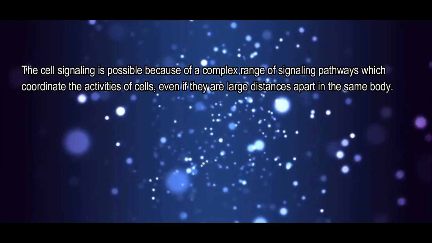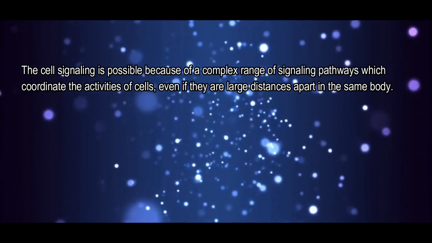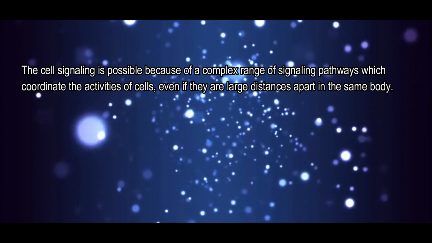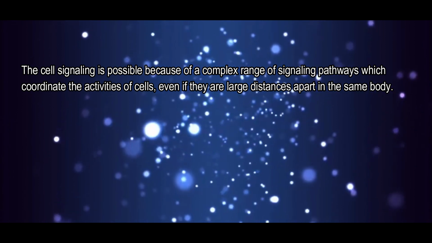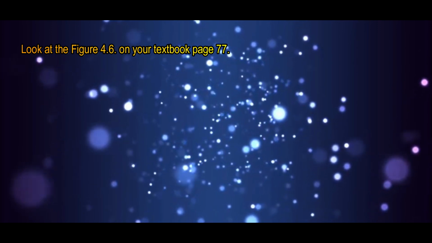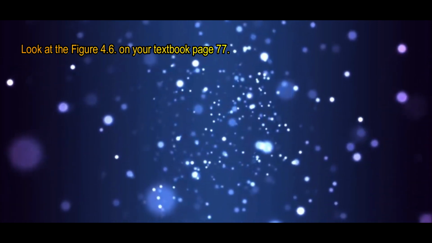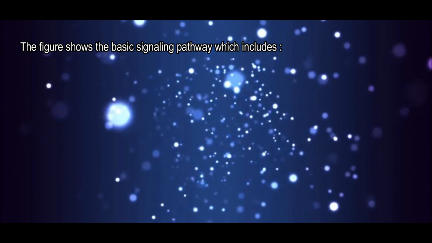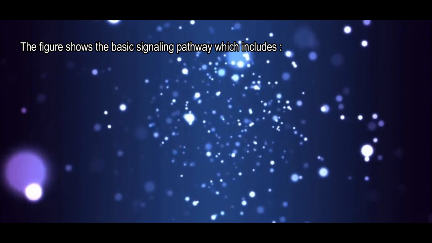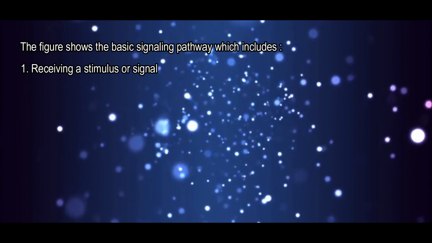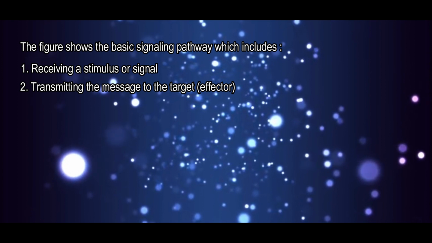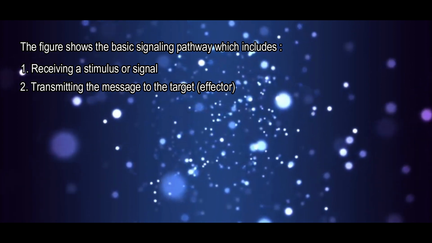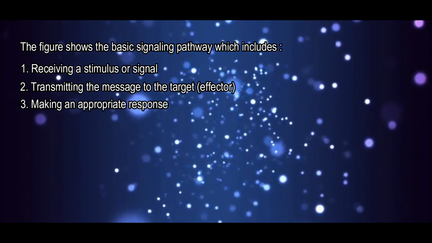Cell signaling is possible because of a complex range of signaling pathways which coordinate the activities of cells, even if they are a large distance apart in the same body. Look at figure 4.6 on your textbook page 77. The figure shows the basic signaling pathway, which includes first, receiving a stimulus or signal; second, transmitting the message to the target or effector; third, making an appropriate response.